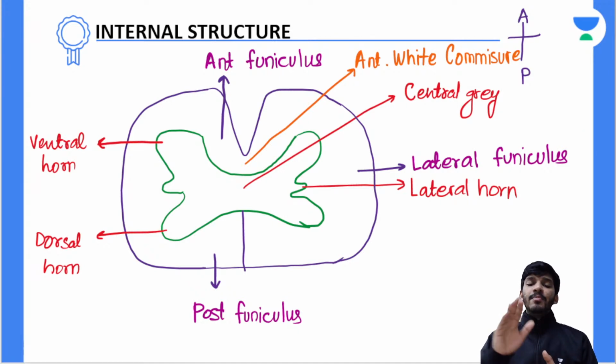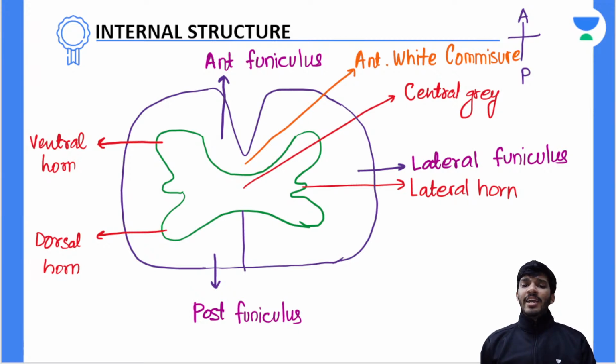So all of this is variable at the various levels of the spinal cord, and that depends on how much tissue is being supplied in that region. That is why the cervical and lumbar enlargements have a lot of gray matter. And the white matter increases from the lower part to the upper part. Do you understand this?